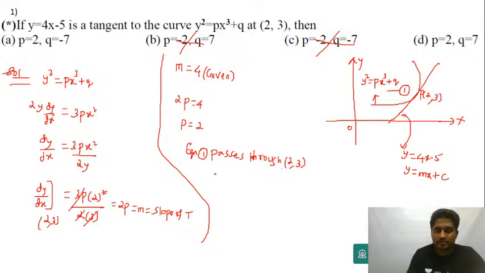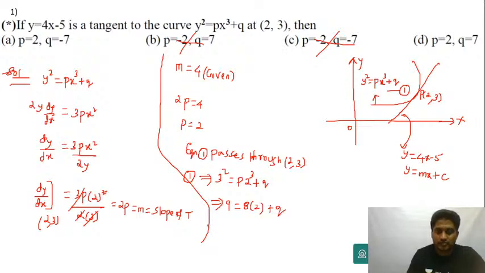So if in place of x you put 2, and in place of y you put 3 in equation 1, equation 1 becomes 3 square is equal to p into 2 cube plus q. So you get 9 is equal to 8 into p, 8 into p is 2, plus q.